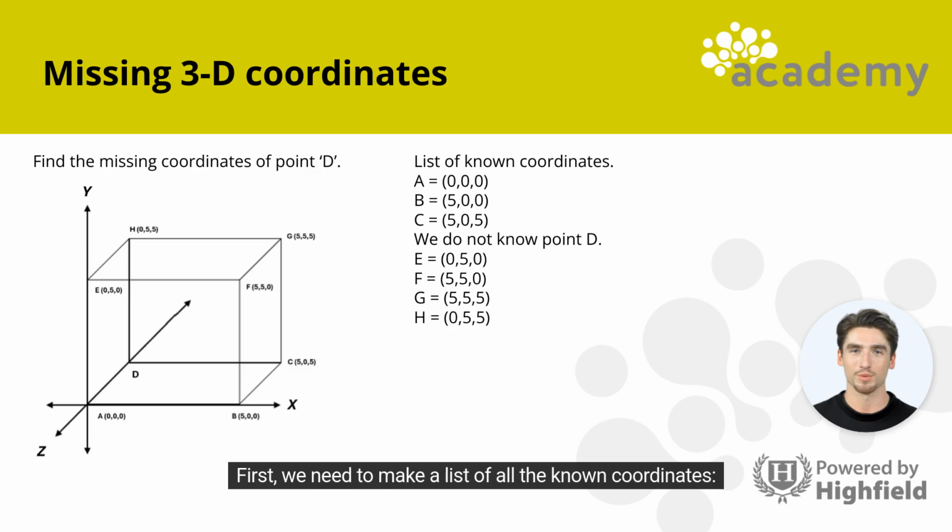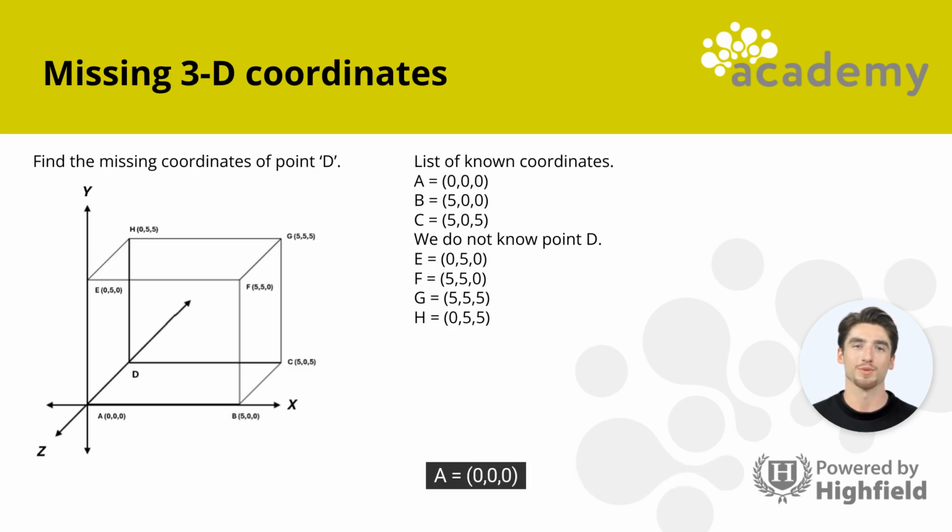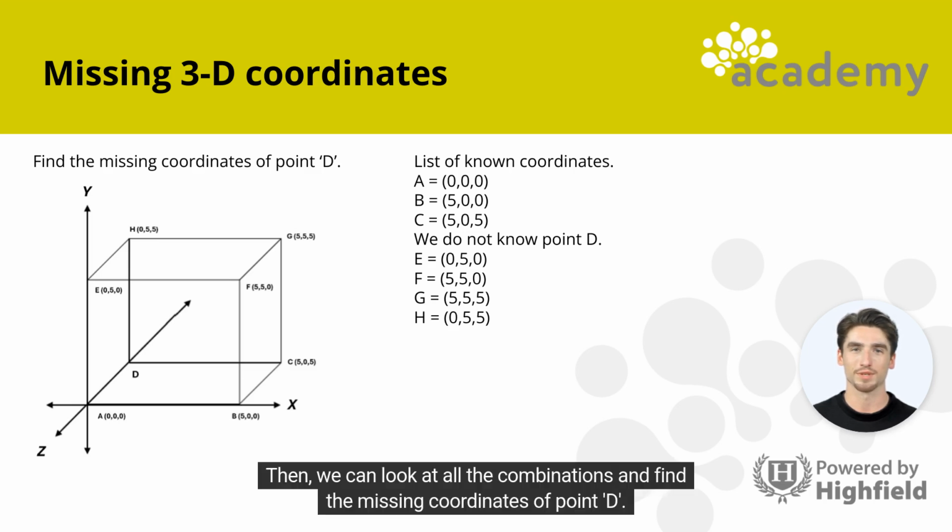First, we need to make a list of all the known coordinates. A equals 0, 0, 0. B equals 5, 0, 0. C equals 5, 0, 5. We do not know point D. E equals 0, 5, 0. F equals 5, 5, 0. G equals 5, 5, 5. H equals 0, 5, 5. Then, we can look at all the combinations and find the missing coordinates of point D.